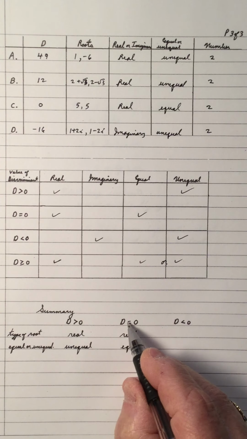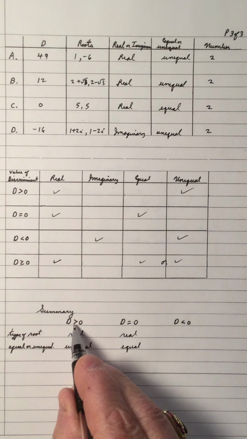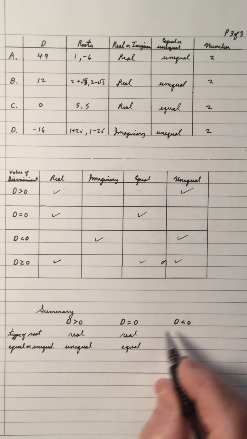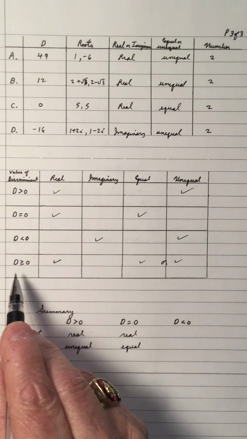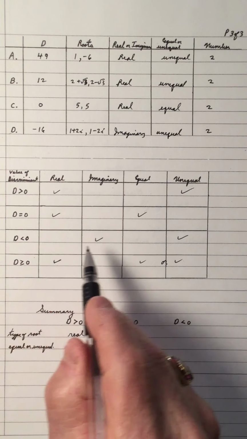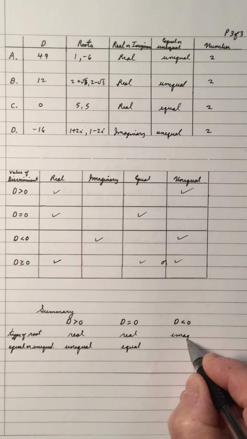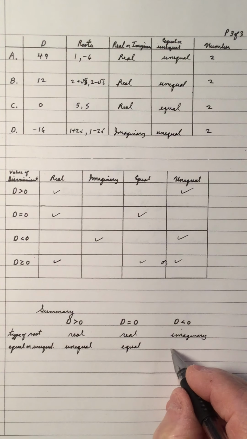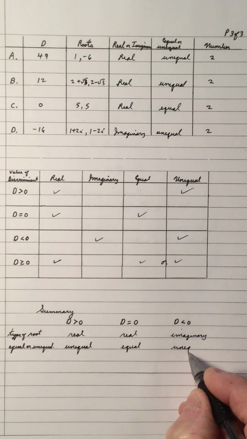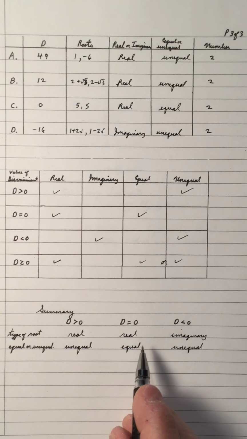Notice, equal 0, equal roots. Greater than 0, unequal. Less than 0, unequal. What about if your discriminant is less than 0? The roots are going to be imaginary, and they're going to be imaginary and unequal. So that's summarizing this info that I'm going through.